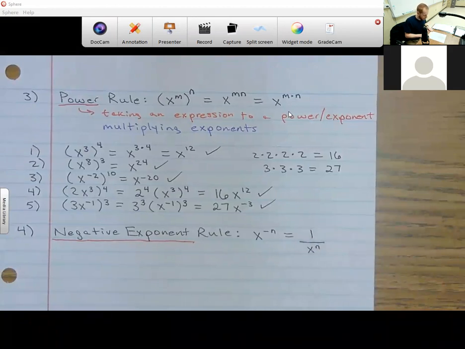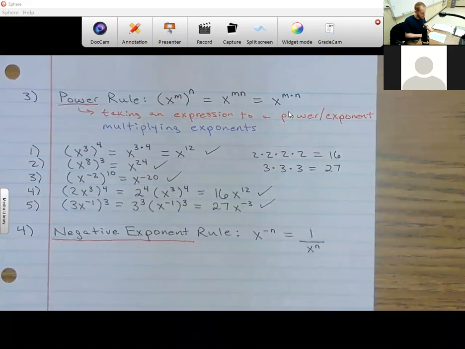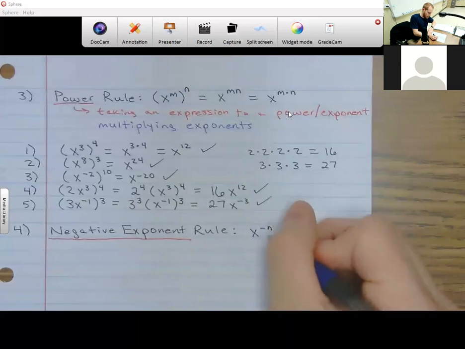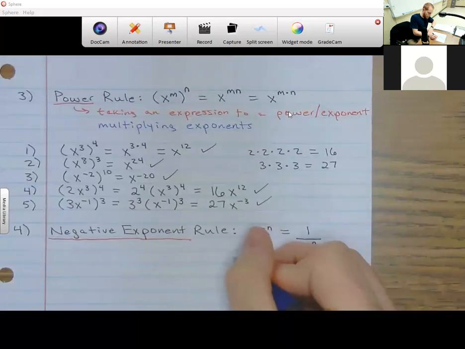So 1 over x to the n power. That's going to be my denominator, right? So looking at this, I have x to the negative n, and I'm starting out with a negative number, right? I'm starting out with a negative number. Let me label that. This is a negative number.